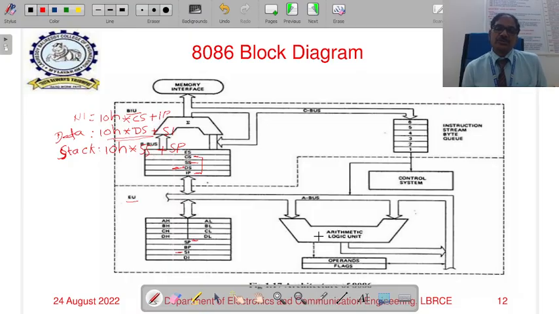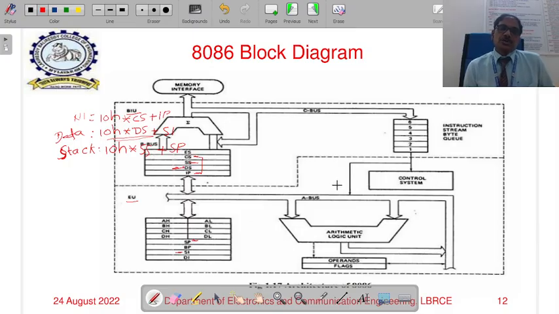If the result is 0, then the zero flag is updated. If the result is non-zero, then depending on whether it is positive or negative, the sign flag will be updated. Based on whether the result has an even or odd number of ones, the parity flag is updated. In arithmetic operations, whether there is a carry from the MSB during addition or a borrow into the MSB during subtraction, the carry flag is updated. Likewise, the flags will be updated.